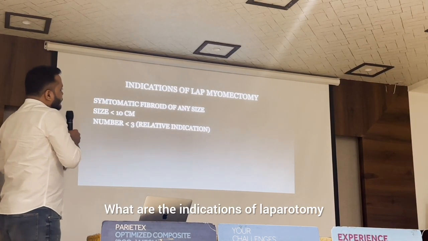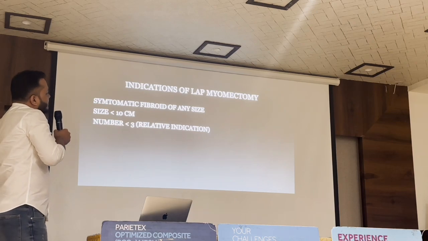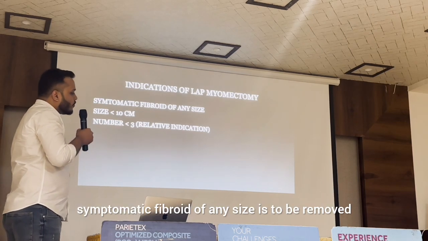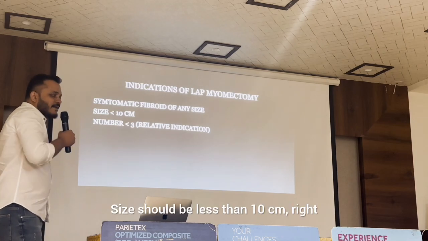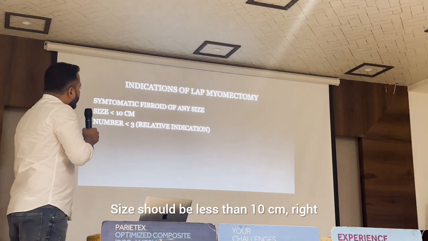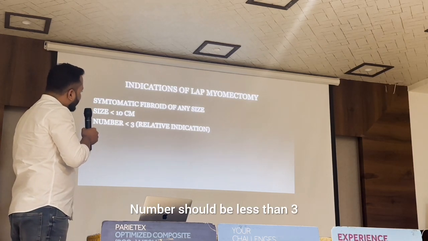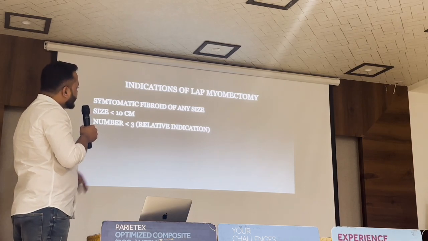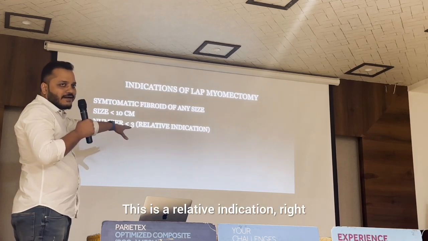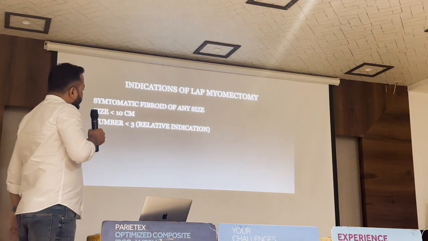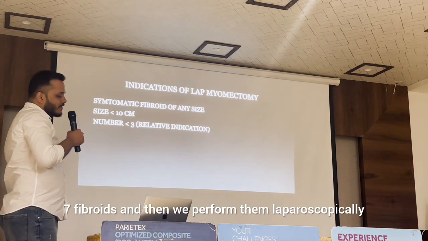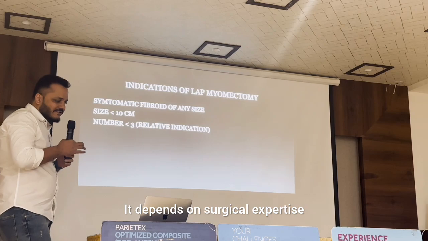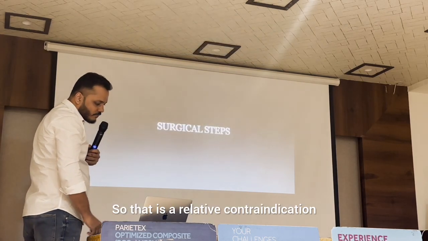What are the indications of lap myomectomy? Any symptomatic fibroid of any size is to be removed. Size should be less than 10 centimeters, right? Number should be less than 3. This is a relative indication, right? We commonly see patients having 5, 6, 7 fibroids, and then we perform them laparoscopically. It depends on surgical expertise. So that is a relative contraindication.